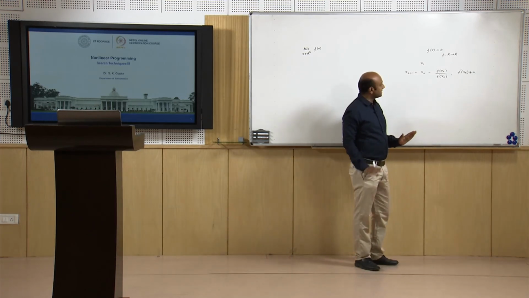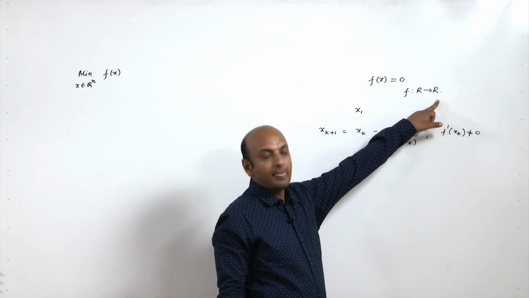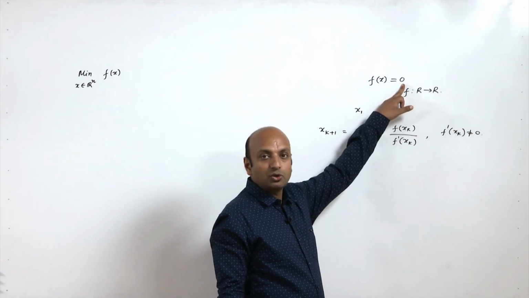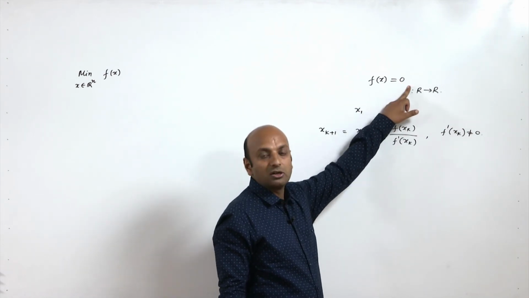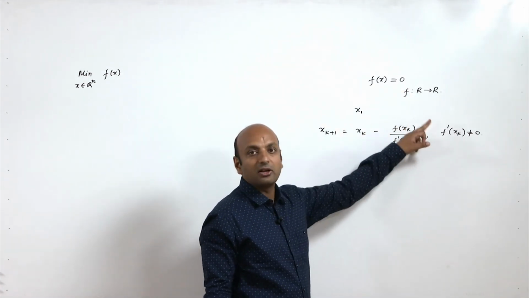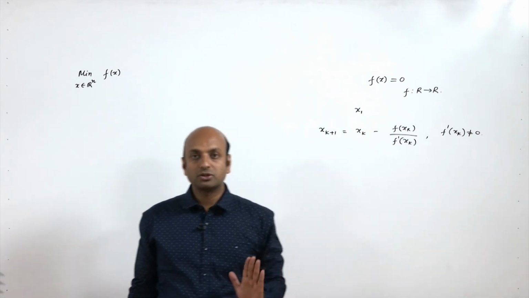What the Newton-Raphson method is: suppose you have a function f from R to R such that f(x) = 0, and you are interested to find out the roots of this equation. To find the root of this equation, we use this recursion algorithm. x1, the initial guess, is known to you, suppose.